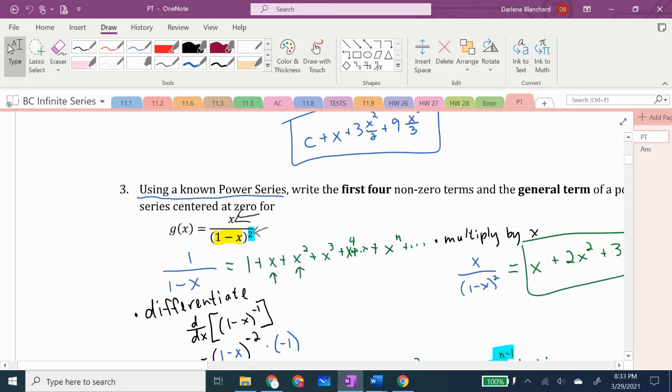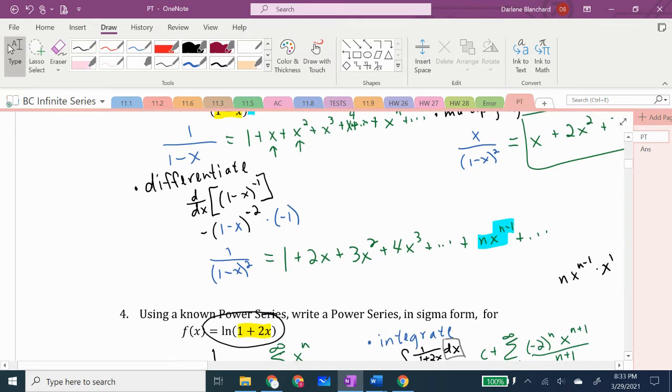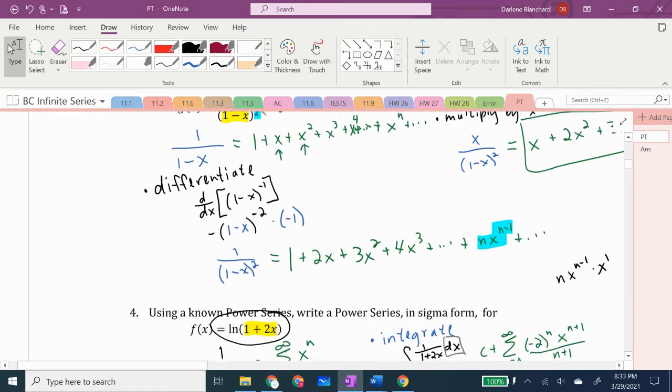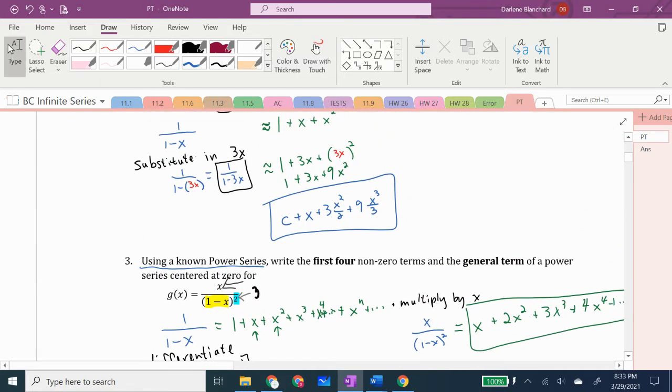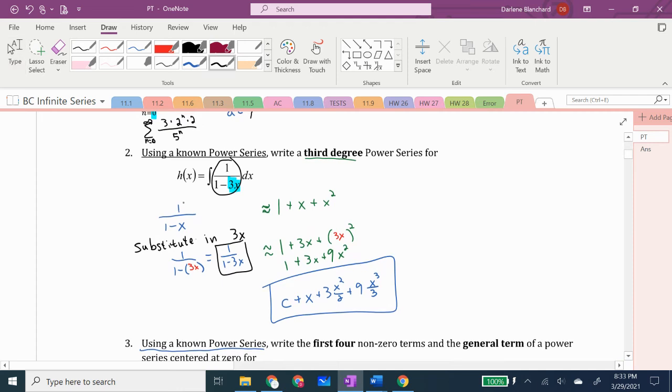But I've got to say that if that went up to a degree 3 in that denominator, I would certainly want to go with derivative. If you see a logarithm, go with integration. The only known power series we are playing with on this test is the one for 1 over 1 minus x. So that's always your starting ground.